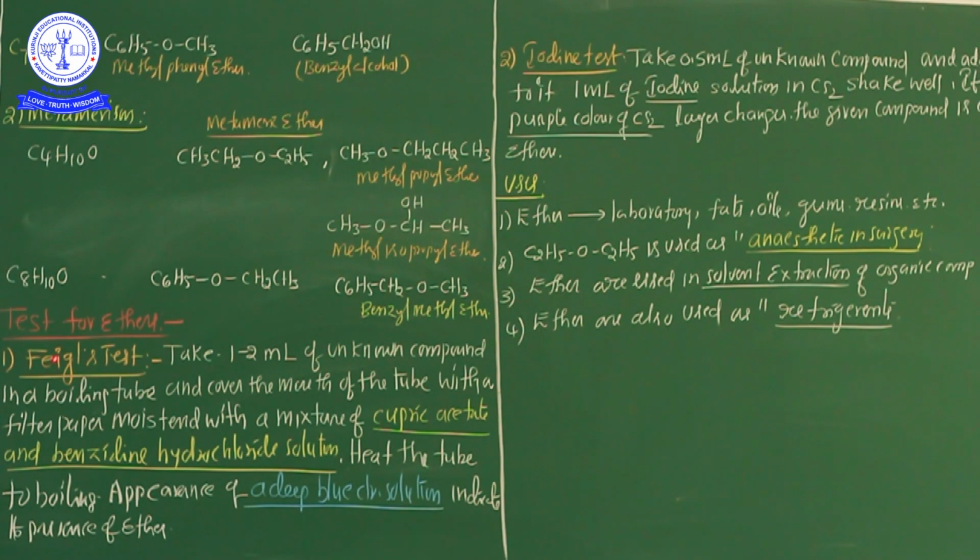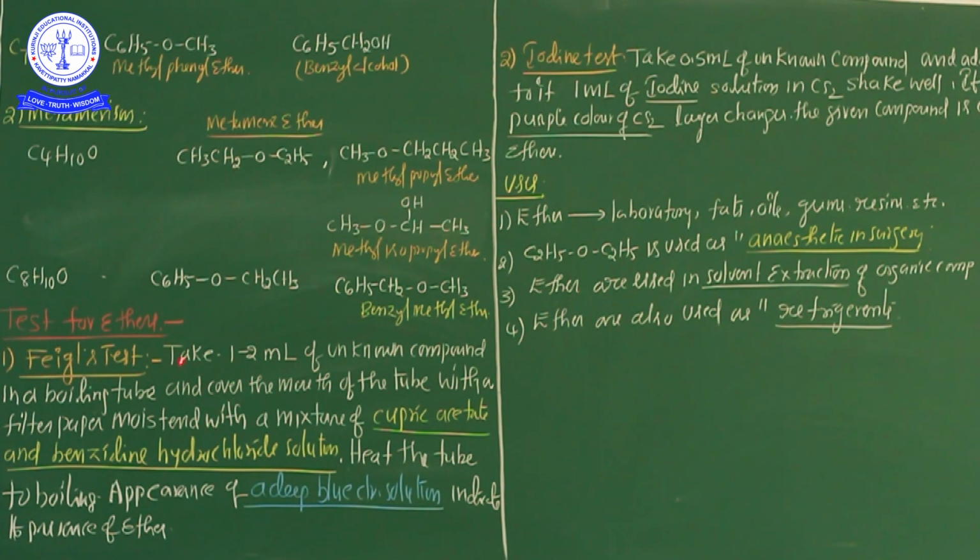Next one is tests for ethers. The confirmation test for ether is also very, very important, my dear students. Already the phenol confirmation tests are completed and alcohol confirmation tests are also completed. Now the tests for ethers: how will we confirm the presence of ethers in the laboratory? These two tests are available. First one, Fehling's test... the Fagel test. The pronunciation differs; sometimes Fagel's test.